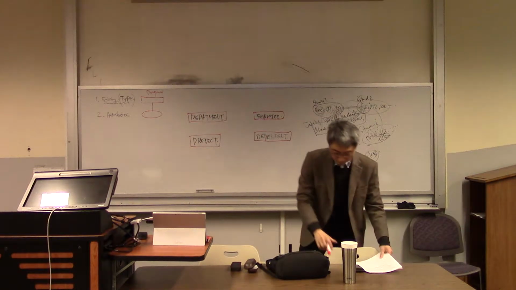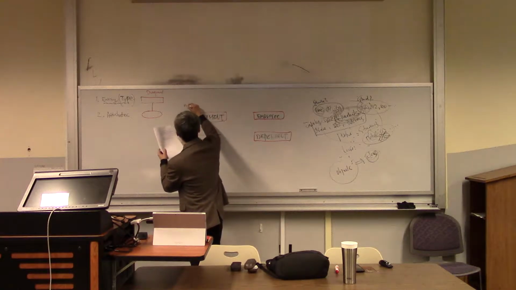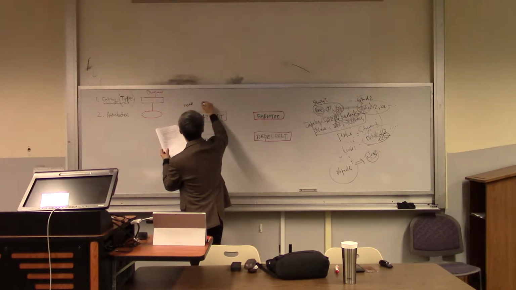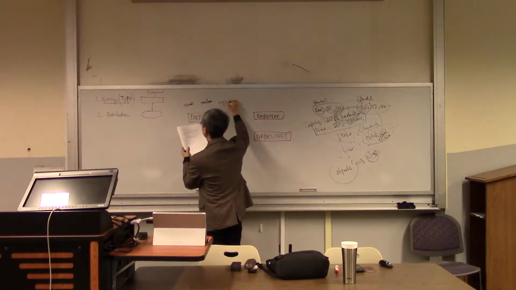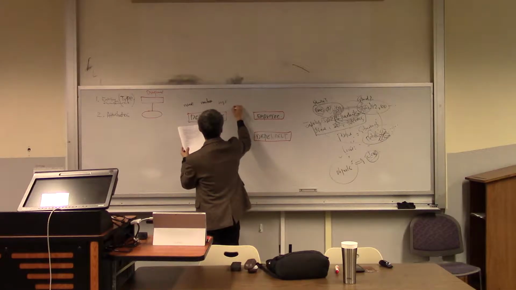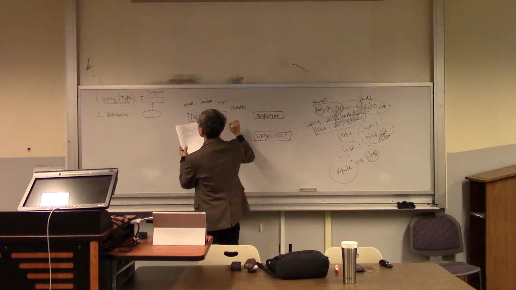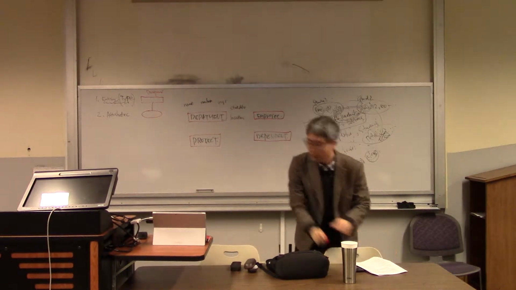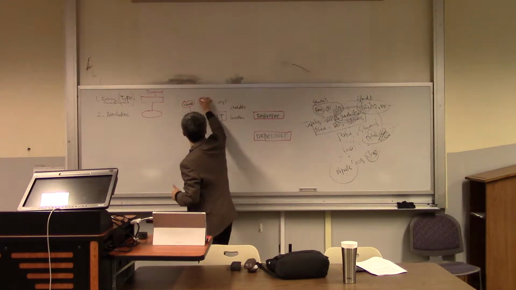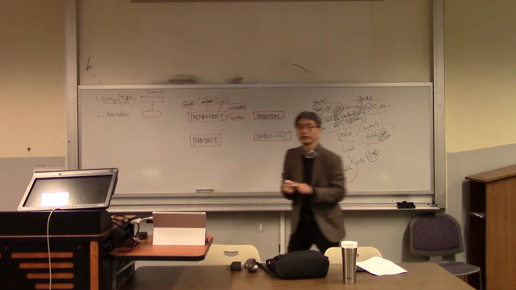So, for example, we have the department name, and the number, and manager, and the start date of the manager, and location. Then, to clarify, you can connect them in such a way. Okay?